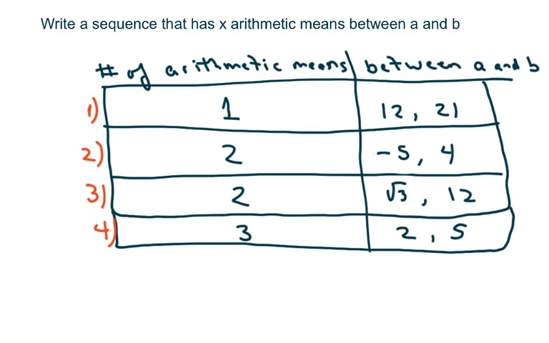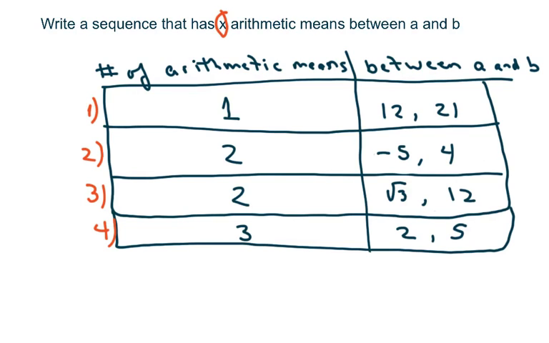Hey everyone, we're going to write a sequence that has a certain amount of arithmetic means between the two numbers, and I'm doing 4 problems. So if you already know how to do some and you want to just scroll down to one that you like better, you can do that.